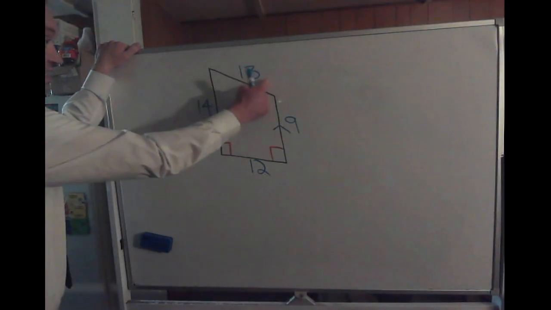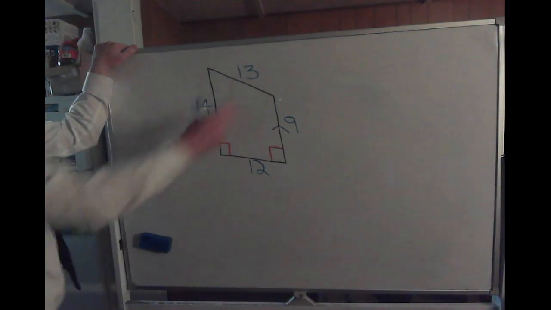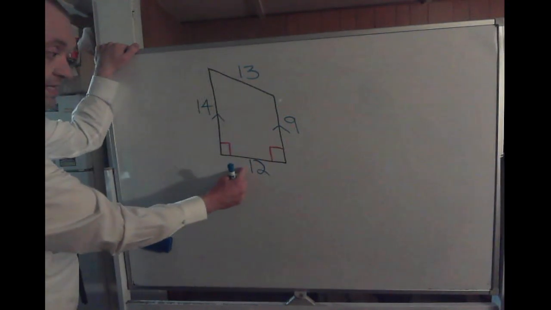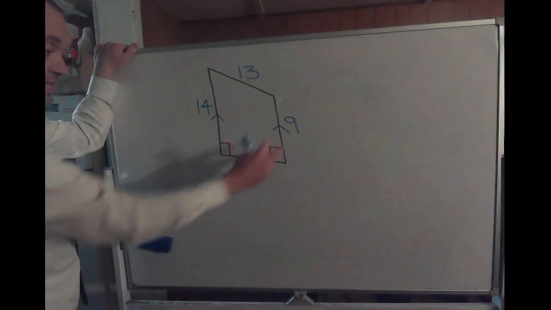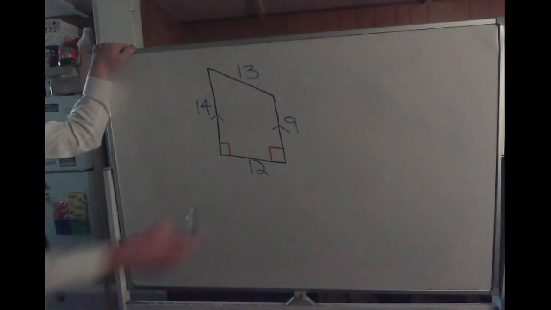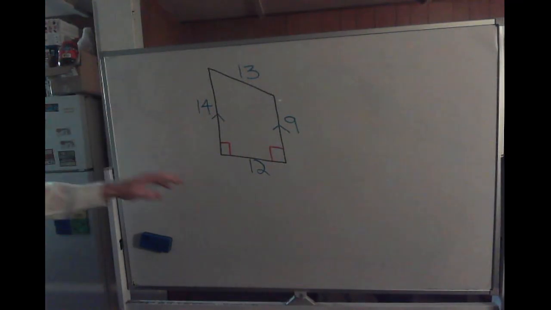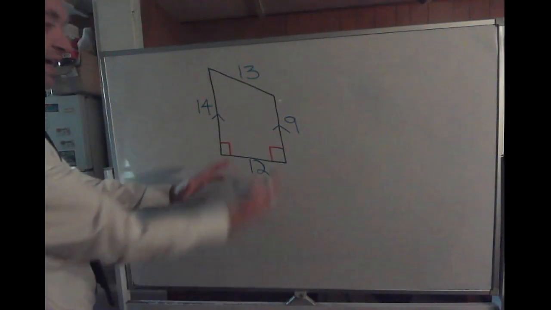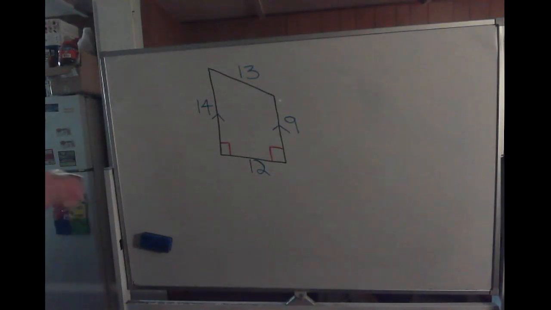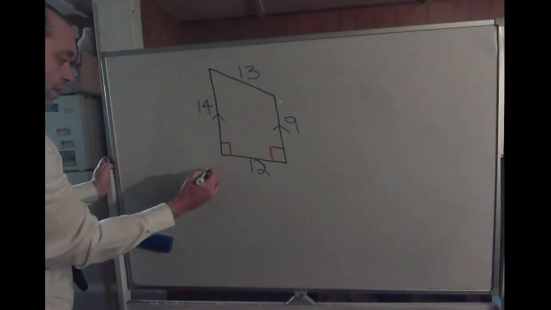The 13 is a slanted side, so that's not the height, but that perpendicular line to both of these bases, 12, would be considered the height. So your bases are on the left and right, and your height is at the bottom. As weird as that is, that's how that one will work.